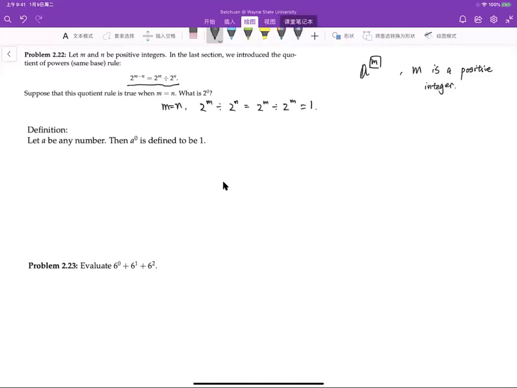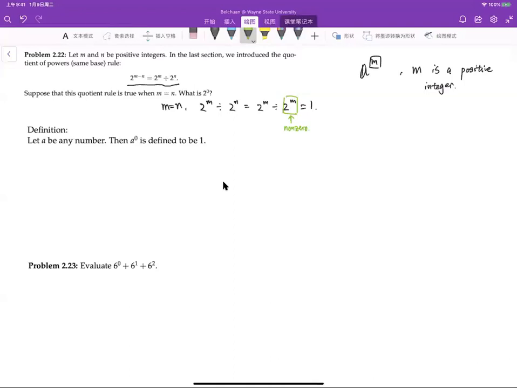It's trivial, but let me point out that this number is non-zero, so that's why this makes sense. Any number divided by itself must be equal to 1. No matter whether this number is 2 to the m, or 3 to the m, or 10 to the m, or negative 1 to the m, no matter what the base is, this number always equals 1. But there is an exception: the base cannot be 0.